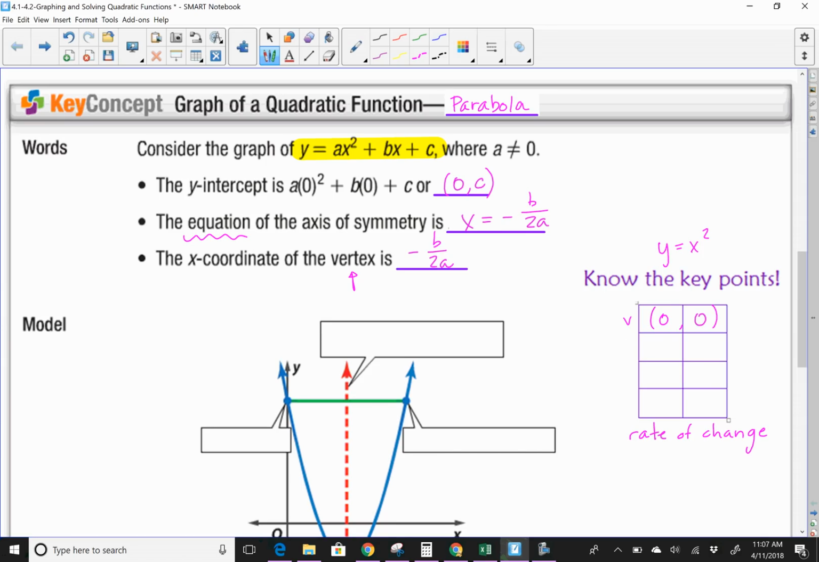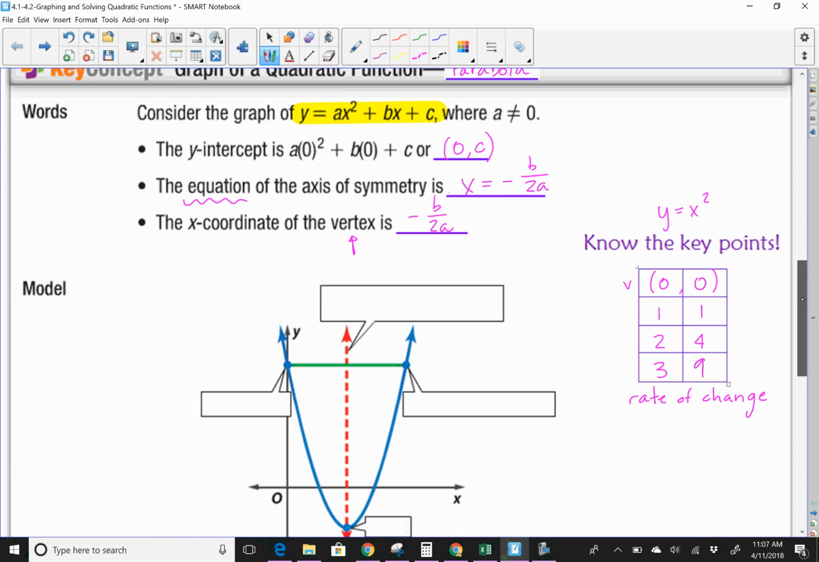And our key points are, if we pick 1, 2, and 3, and of course square each of those numbers, then you have 1, 1, 4, and 9. Those key points I'm going to refer back to as we go through the section. So just keep that in mind.